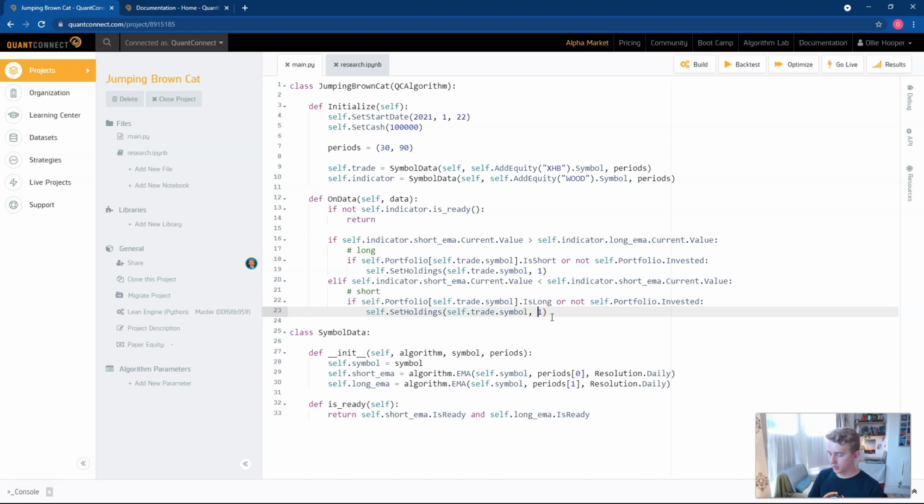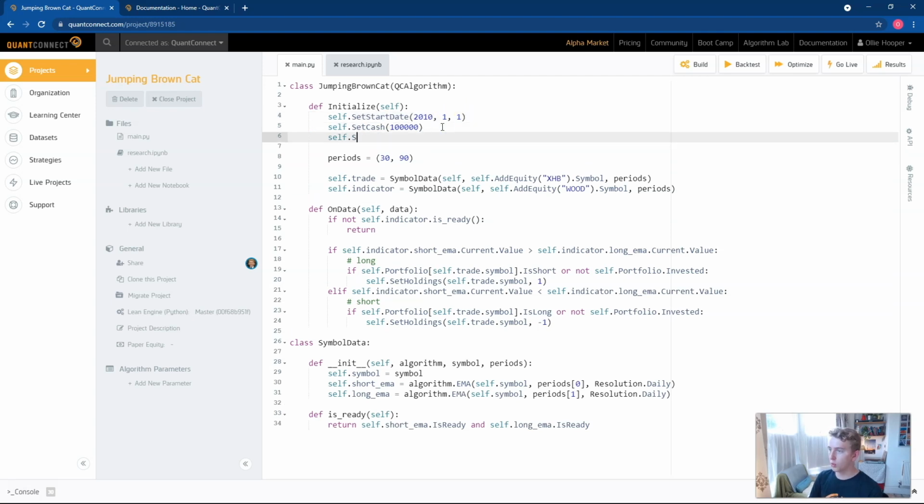And let's make sure that we change this to -1, so we're going to be going short. And here let's make sure that we're comparing the short against the long and not the short against the short. There we go. And so the last thing that I want to do is change the dates of our backtest. So let's go all the way back to 2010 for this and set a warm-up.